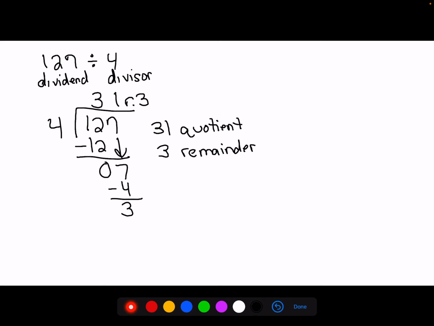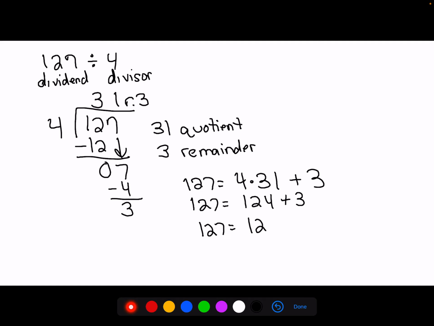According to the division algorithm, 127 equals 4 times 31 plus 3. The dividend equals divisor times quotient plus remainder. So let's work it out. 4 times 31 is 124, and 124 plus 3 is indeed 127. So that works out. Yay!